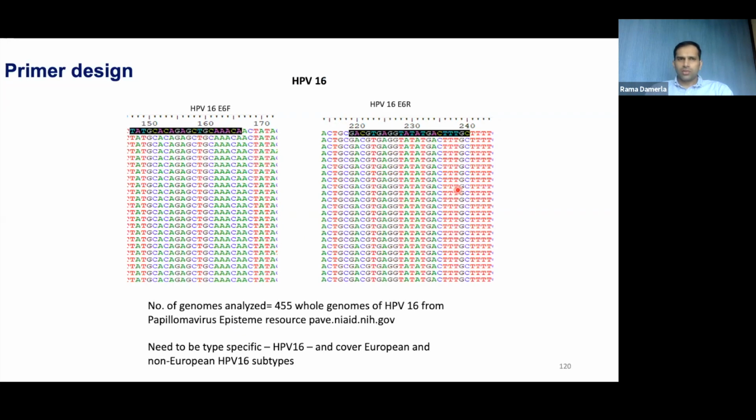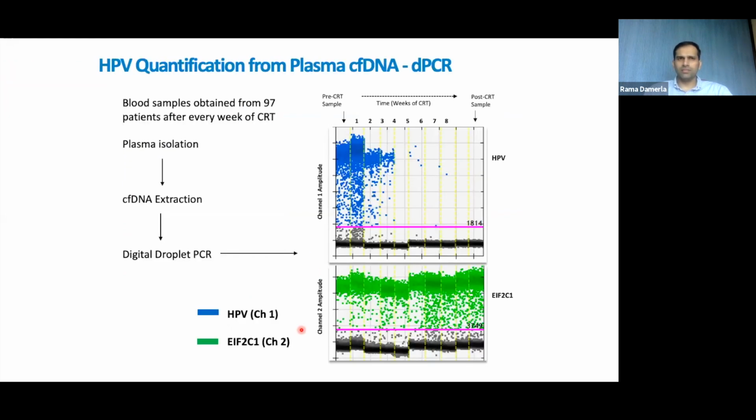So we first went on to do primer design. We made primers for HPV 16, which is the most commonly found HPV subtype in both cervical and oral cancers. We analyzed around 450 whole genomes of HPV 16 from this resource, and we tried to design primers that account for all the subtypes. There could be an African subtype, Asian subtype, European subtype. We tried to account for all of them.